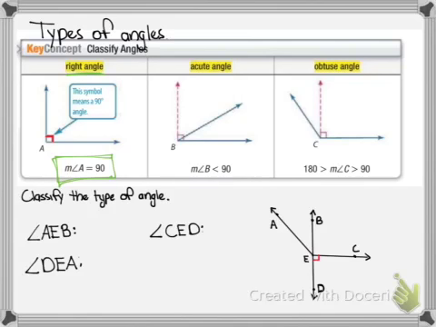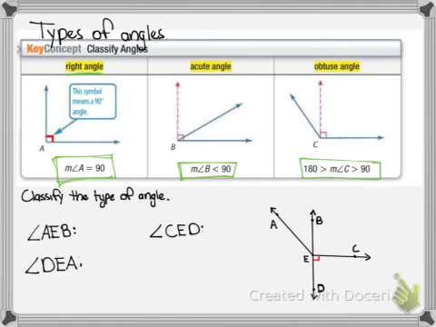The next type is an acute angle. An acute angle is just an angle whose measure is less than 90 degrees. It cannot be 90 exactly, but 89 is an acute angle. 1 is an acute angle, okay? And then the last one we have is an obtuse angle. An obtuse angle is an angle whose measure is greater than 90 degrees. So it's a big angle, all right? So it's really important that you know those types.